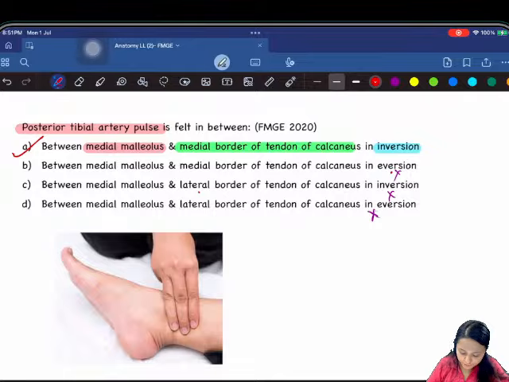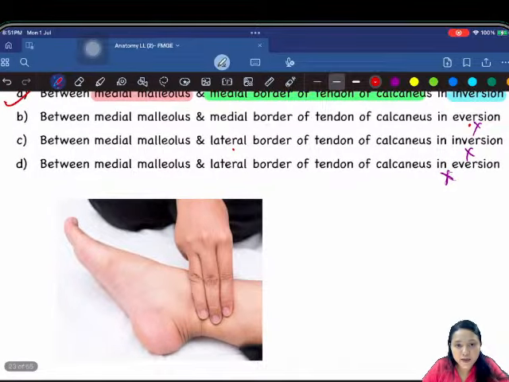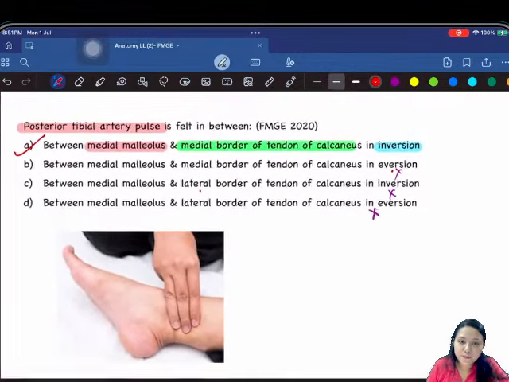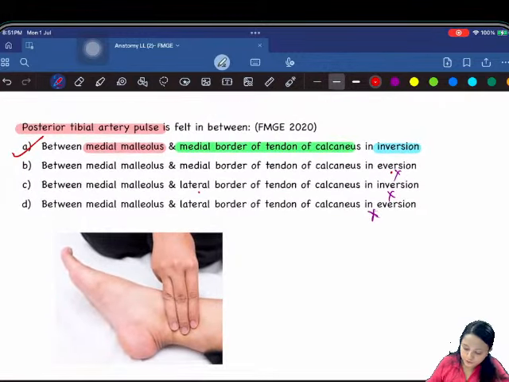They might give you an image-based question and ask which artery is taken here for the peripheral pulse. If you see the medial malleolus, if you see the inversion, and if it is at the medial border of the tendoachilles, then it is the posterior tibial artery pulse. That's how you attempt the question.